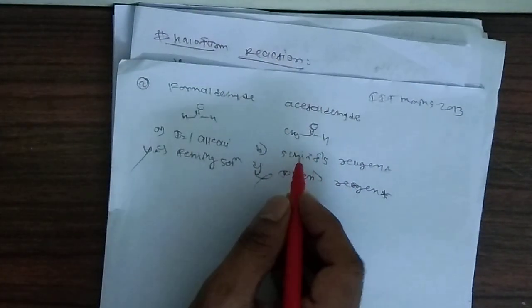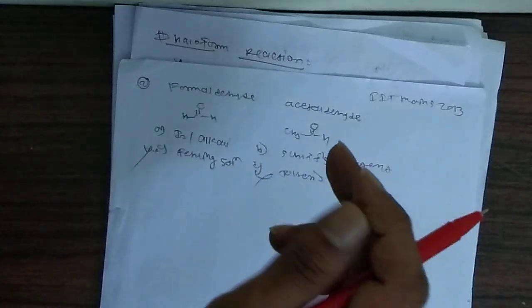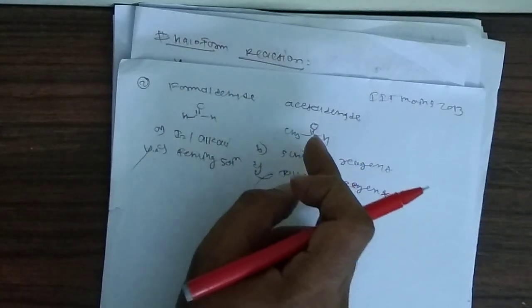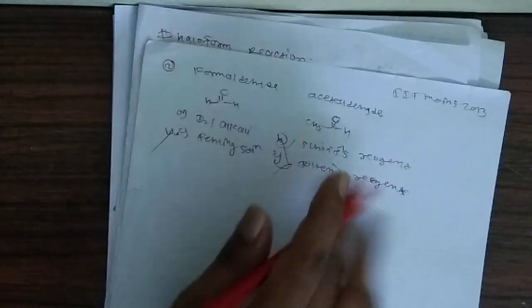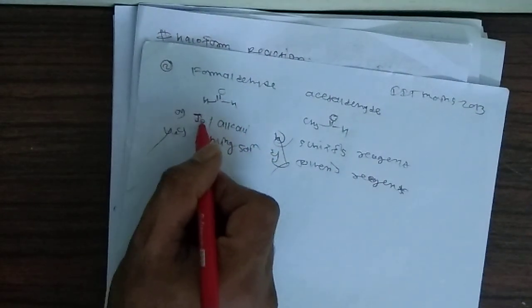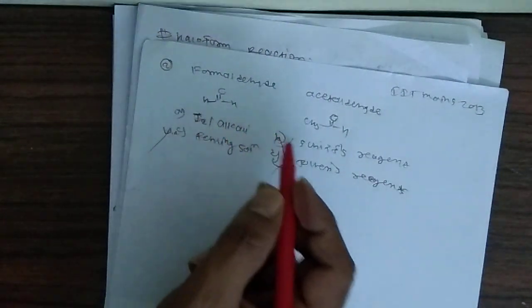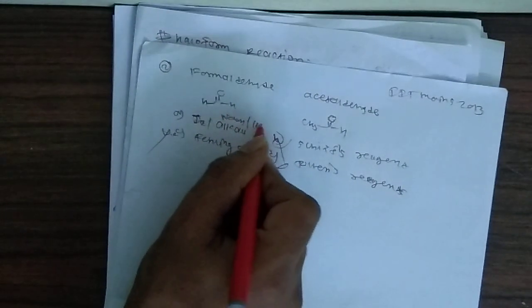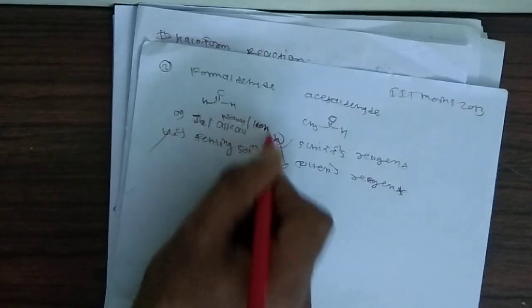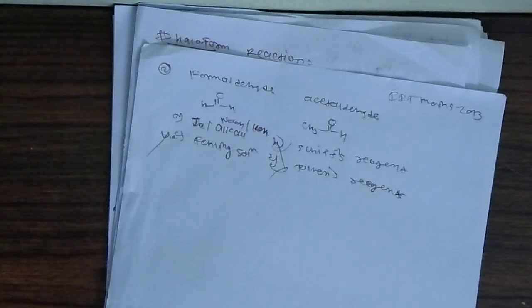So now the Tollens reagent also reacts with acetaldehyde and formaldehyde, so this will also not be used to differentiate. But if you see here, this is our haloform reagent. Alkali means what? NaOH or KOH. Out of these two, one will be used as a base in the haloform test.